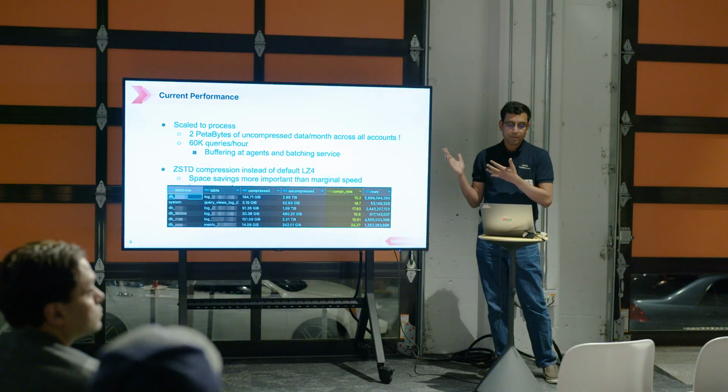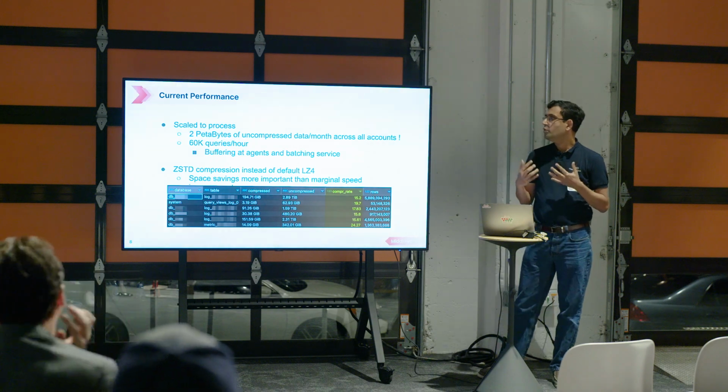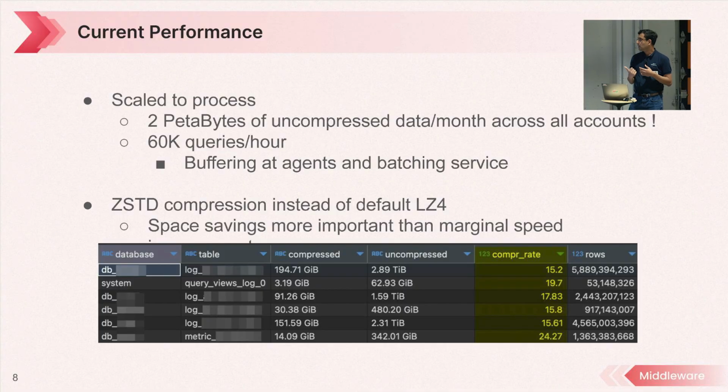So with this setup, what is our current performance? As of now, we can handle 2 petabytes of uncompressed data a month across all our accounts. It's not per account, it's aggregated over all accounts. We usually see around 60K queries across all the 8 nodes per hour. This might appear less, but we have to remember that the agents that are running in your infrastructure, which are sending the telemetry data, have buffering that happens, which is 15 seconds for logs and 5 seconds for metrics.